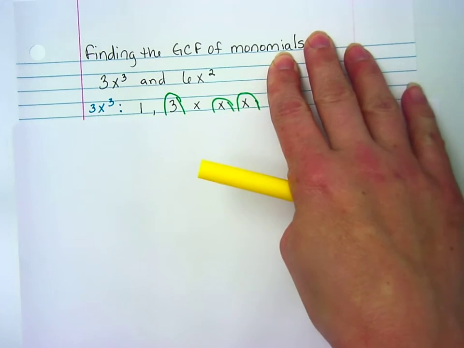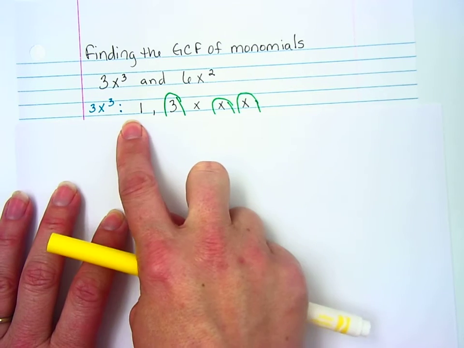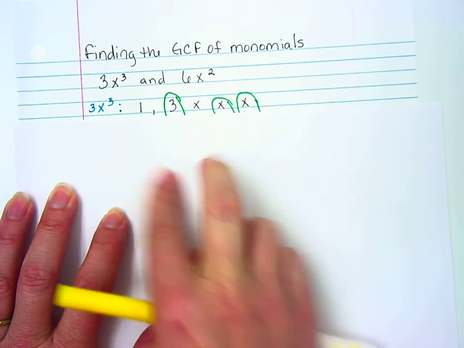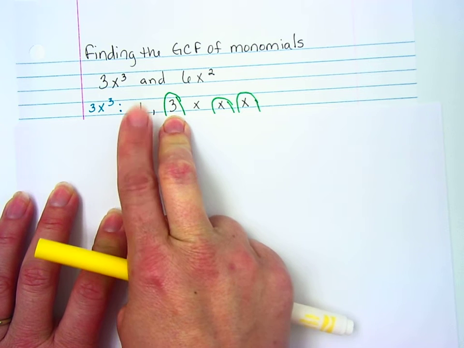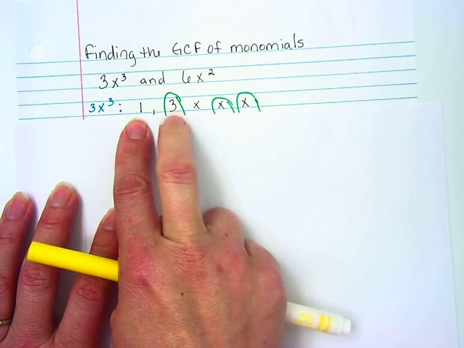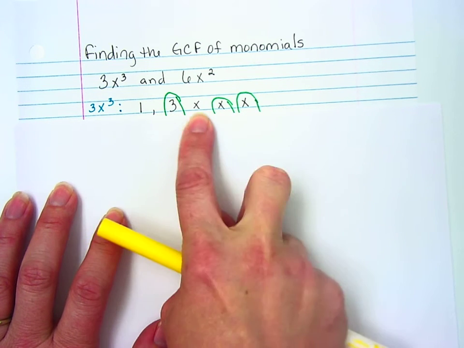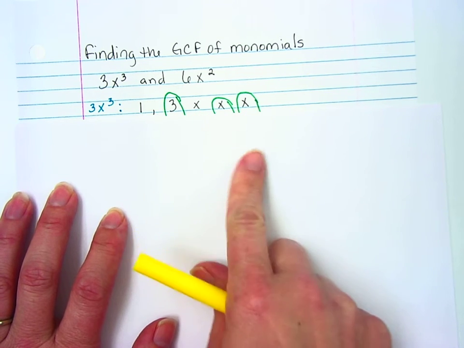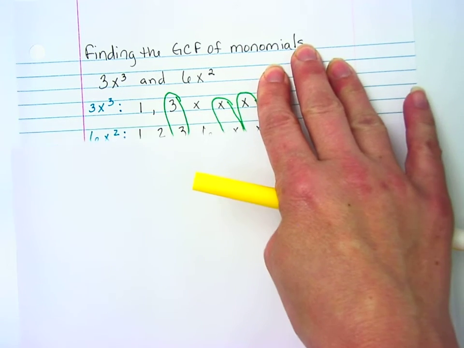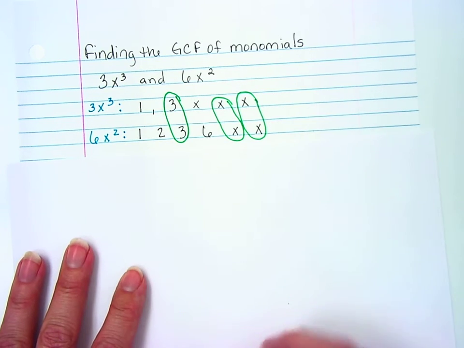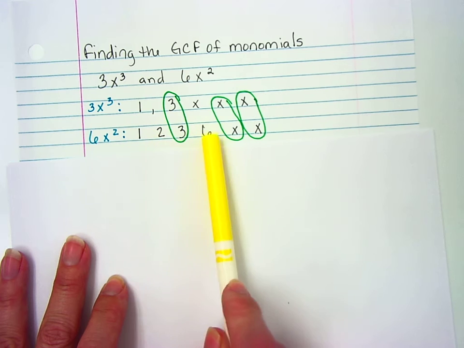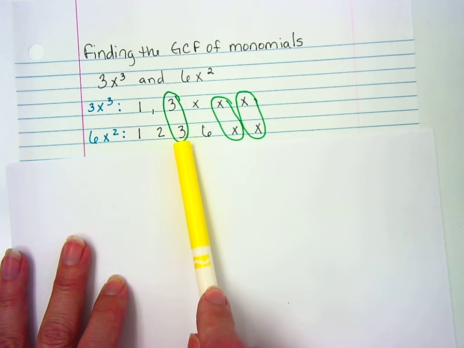So if I look at 3x cubed, the factors of 3 are 1 times 3, and ignore my green lines here because I have circled something else down here. So your factors are 1 times 3, and then you have x times x times x. That would be your x cubed. So then if I go to 6, my factors of 6 are 1 times 6, and then 2 times 3.